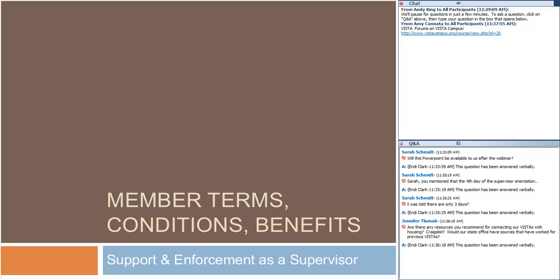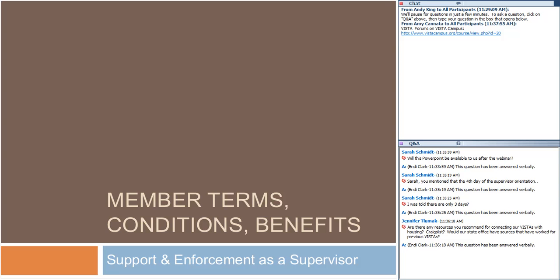We're now going to change topics a little bit, and we're going to talk about the member terms, conditions, and benefits. Oftentimes, from my experience in the state office, sponsors and supervisors are curious as to what their role is in understanding the members' terms, conditions, and benefits. As Andy pointed out with a visual several slides ago, when a VISTA member has any issues or questions, the first point of contact they typically take is directly with their supervisors. And so it's important for you to know the VISTA members' terms, conditions, and benefits, because you will be the first line of support for your members.